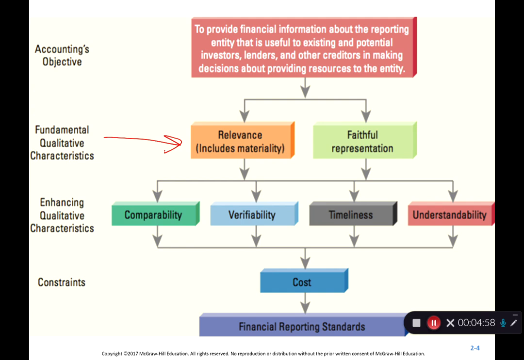In order to further enhance those qualitative characteristics, we have enhancing characteristics, which include comparability, which means we need to be able to compare companies from year to year. That's why we have GAAP and the rules that we follow, so every company is going to be presenting the information similarly. We need to have verifiability, which means we need to prove that it's faithfully represented. We need to be able to look at source documentation to determine that the amounts that are being reported are in fact true. It needs to be timely, which means we need to report the information as soon as possible. We can't wait a year to find out how a company is doing.